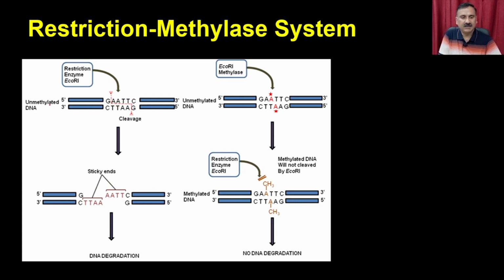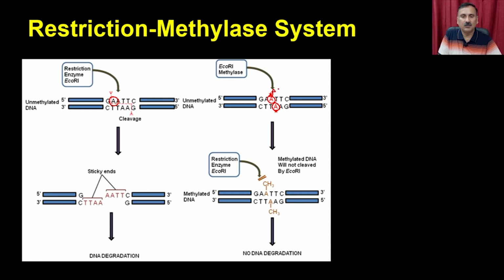One is unmethylated DNA. In unmethylated DNA, because the methylation is not present, when the restriction enzyme goes and binds, it is going to make the closed complex, and that's why it is going to cleave the DNA.